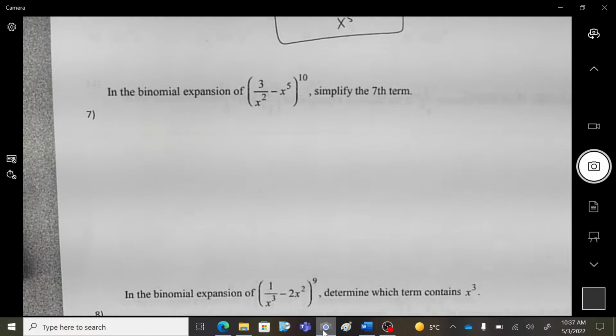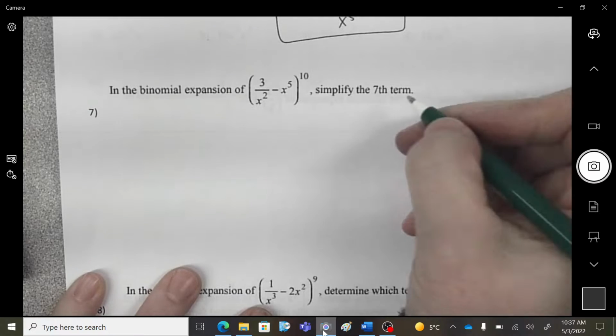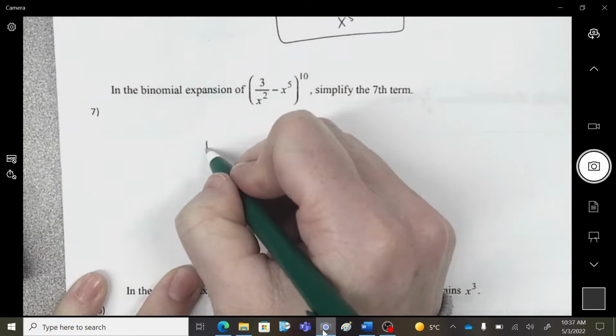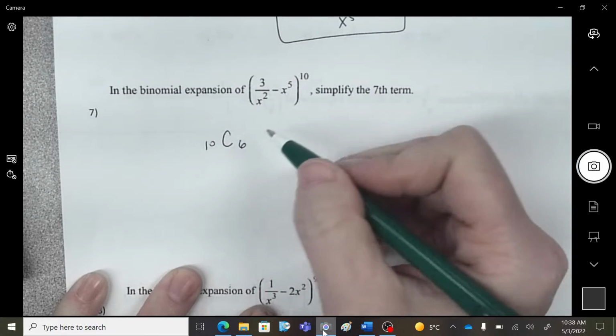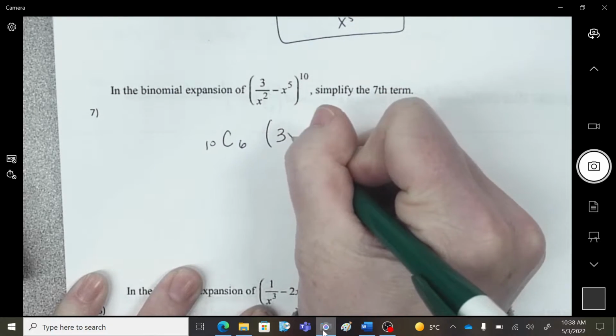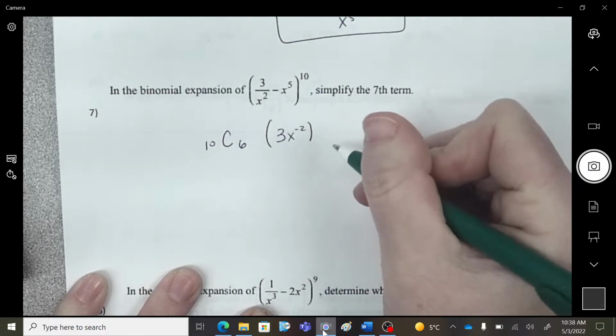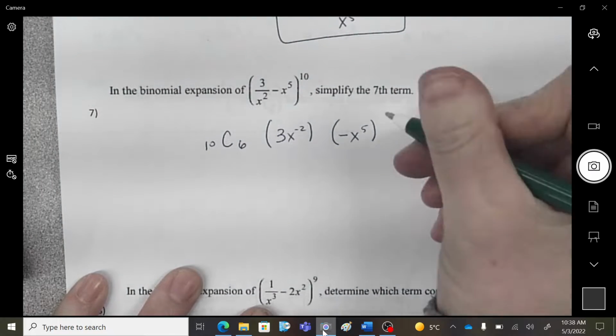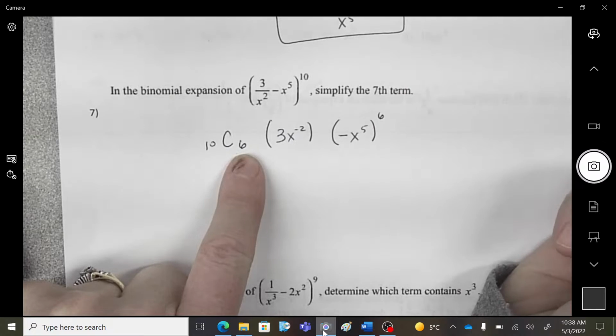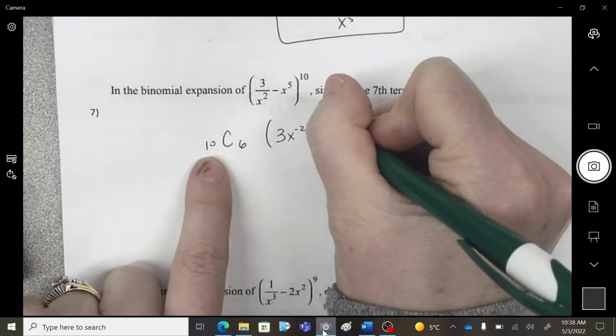Number 7, simplify the 7th term. So 10 exponent, choose 6. 7th term means to choose 6. 3x to the negative 2, that's the first unit. Here's the second unit. So this will match the outside exponent. This exponent will be the subtraction.